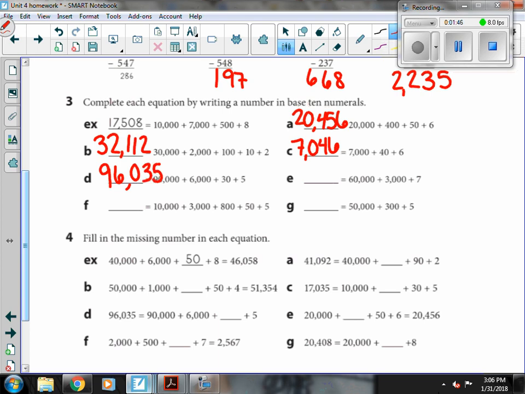Letter E, I have 63,000. No hundreds or tens. 7. And letter F, I have 13,855. And G, we have 50,305.